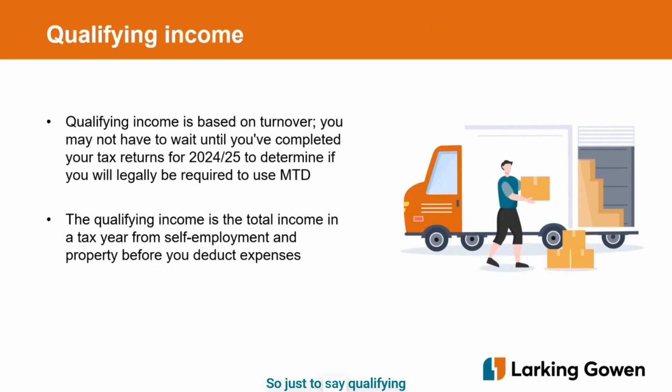So just to say, qualifying income is based on turnover. So that is total income in a tax year from self-employment and property before you deduct any expenses. You may not need to wait until you've completed the 24-25 tax return. You may already know, you may already be comfortably over in previous years and know that it won't change for the 24-25 tax return.